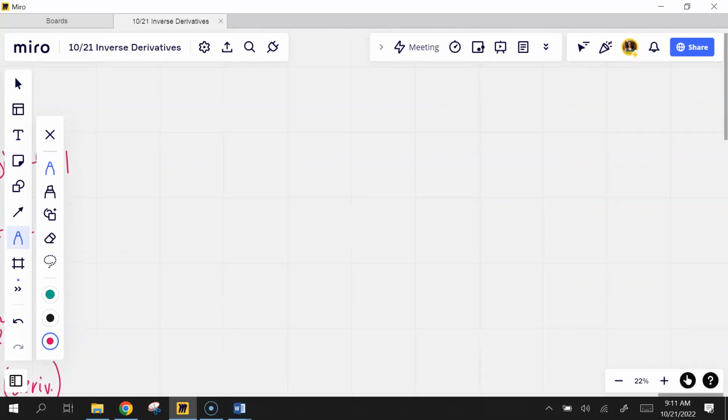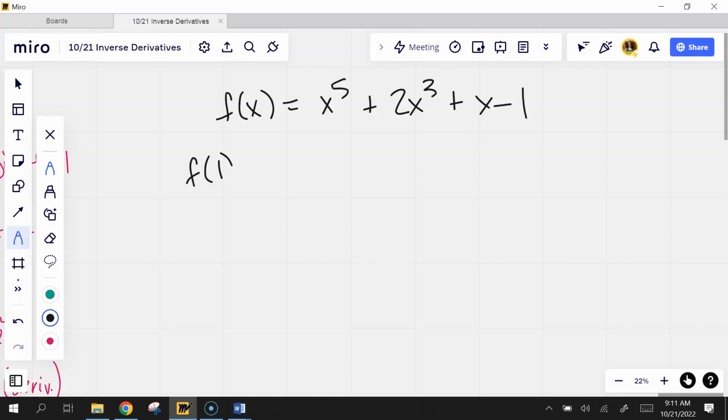All right, let's do this one. See if this is better. See if you can do this one on your own. f(x) = x to the 5th plus 2x cubed plus x minus 1. This one's actually in your book, I think. Let's find f of 1. Then let's find the inverse at 3. Then let's find the derivative.